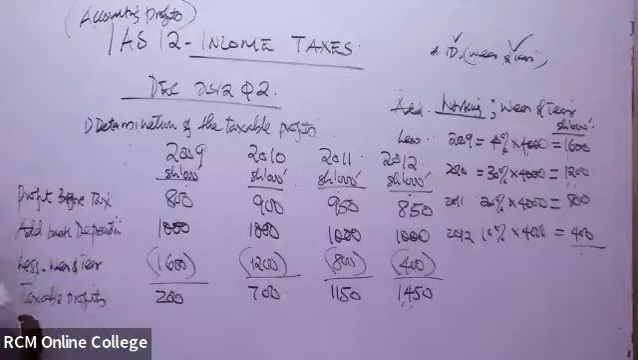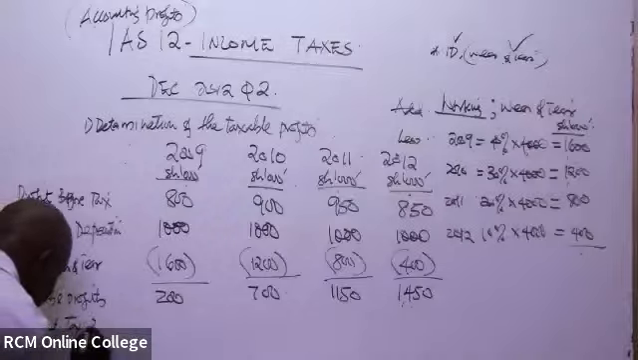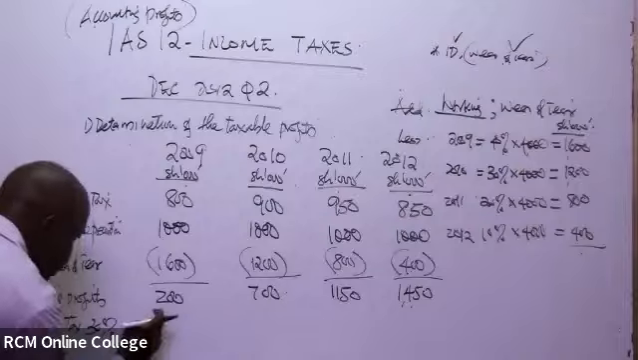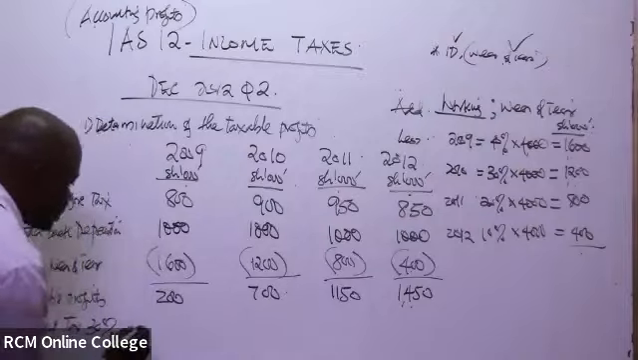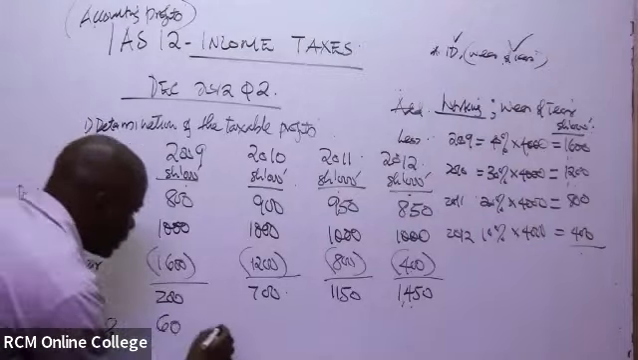So if they had asked for the current tax, you would have taken 30% of this one. So this one is actually 60. This one, I think it is 210. This one is how much?